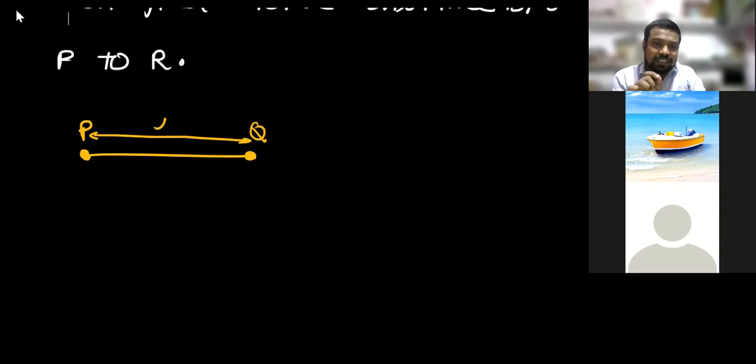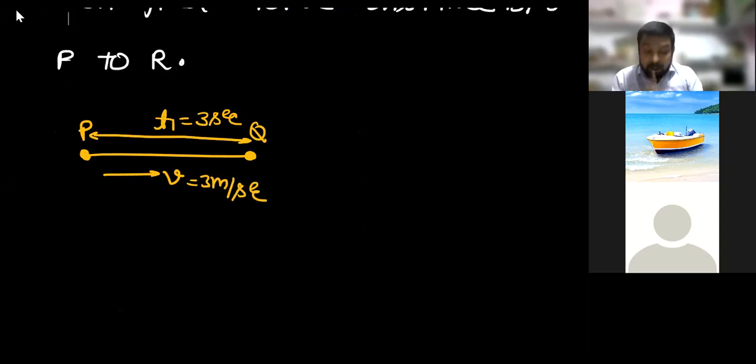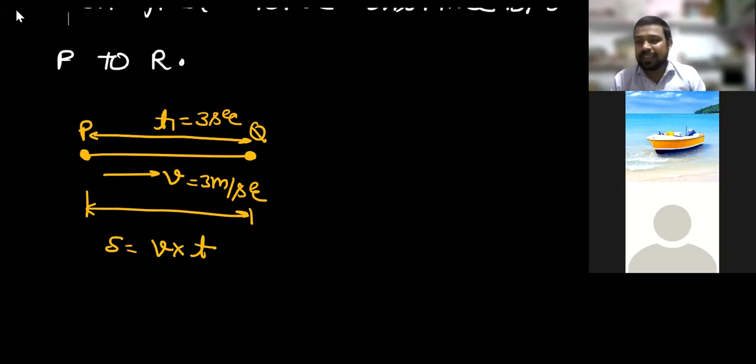Yes, sir. In this question, suppose the particle starts at point P and reaches point Q, and the time taken from P to Q is t1, which is equal to 3 seconds, moving with a speed of 3 meter per second. Now the displacement or distance between P to Q is what? It's V into T. Already the duration is given in this question.